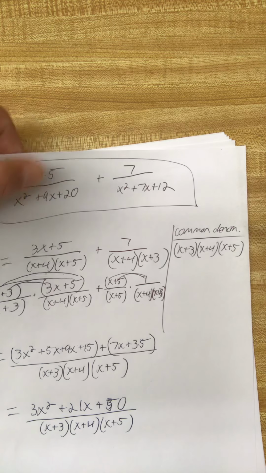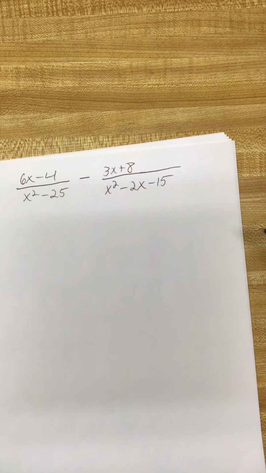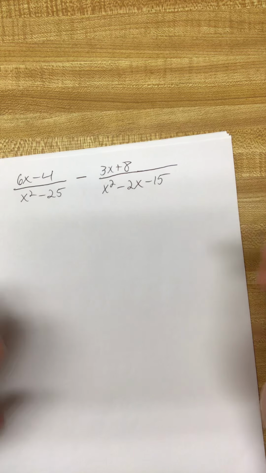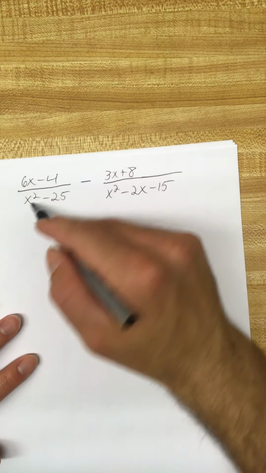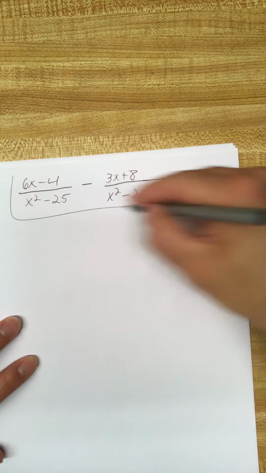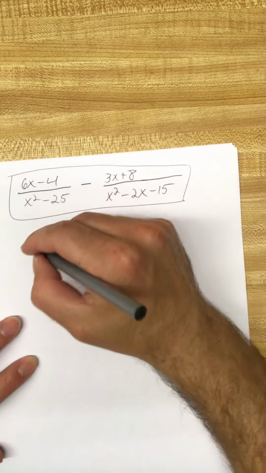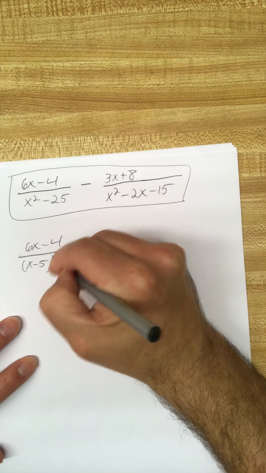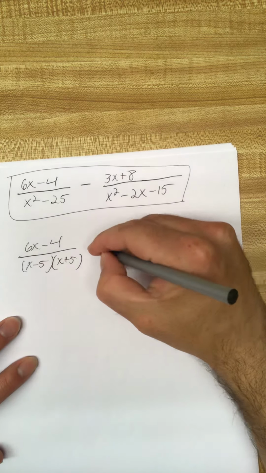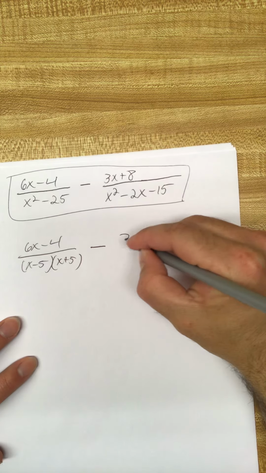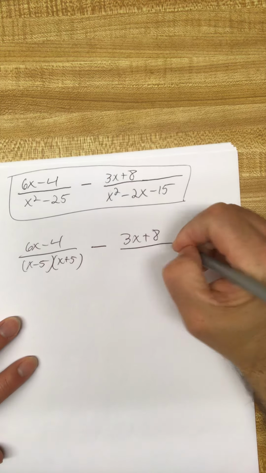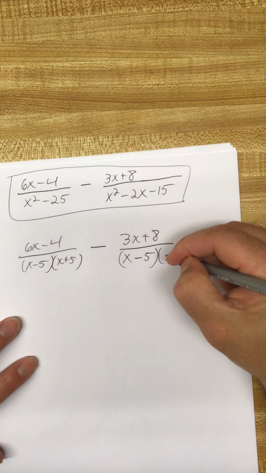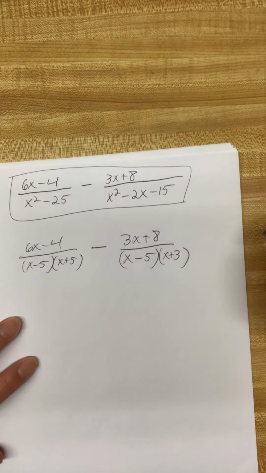All right, so last one then. First up, again, you want to factor both the denominators here. So we have (x - 5)(x + 5), minus. Again, this one's subtraction, so we have to be careful with that later on. We're going to have (x - 5)(x + 3) for that denominator.